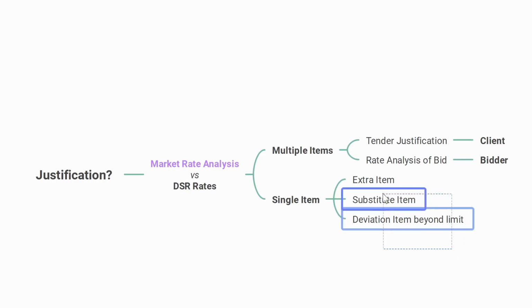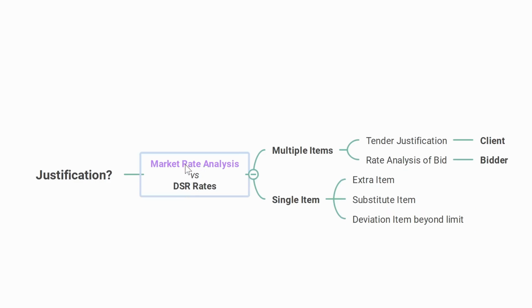In all these three cases also, one has to prepare what is called the market rate analysis. Although justification is not the true term for that, in terms of Costimator, that is where we'll be able to do the market rate analysis of the single item. So Costimator helps you with the market rate analysis of multiple items at once as well as single items. And this is where the magic of Costimator is.